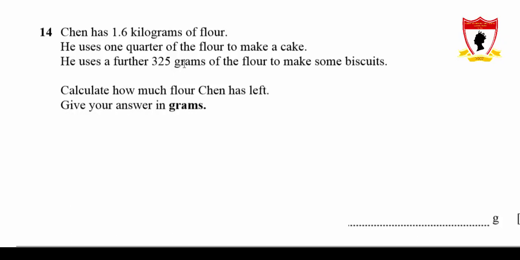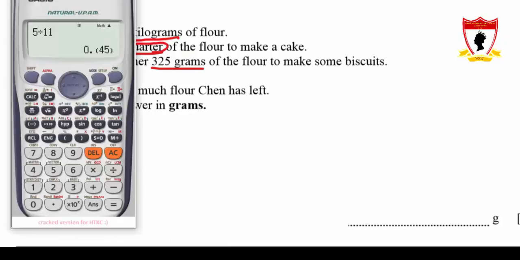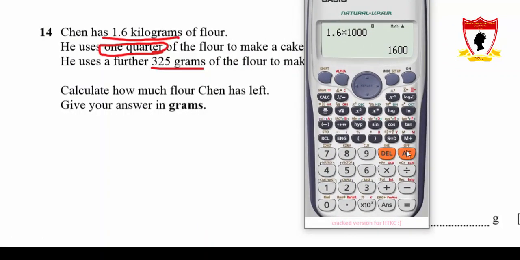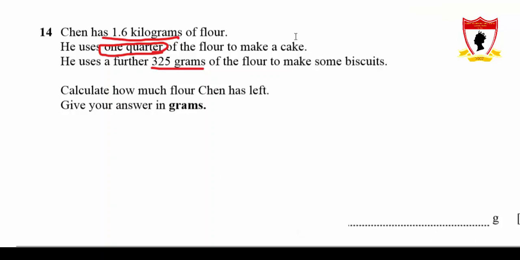So the first thing we have is in kilograms, and the usage are in grams. And quarter means we need to divide the first number by 4 to get the quarter. Then 1.6 kilogram times 1000 will be in grams. Then the quarter is this much divided by 4. We see 1/4 is 400 grams. Let's record this, 400 grams.